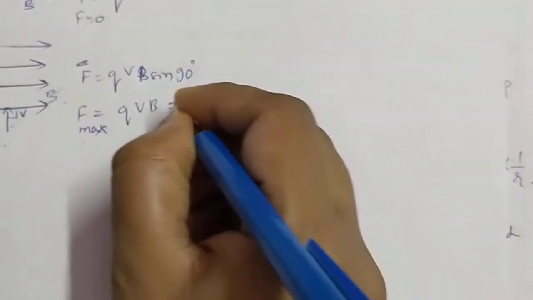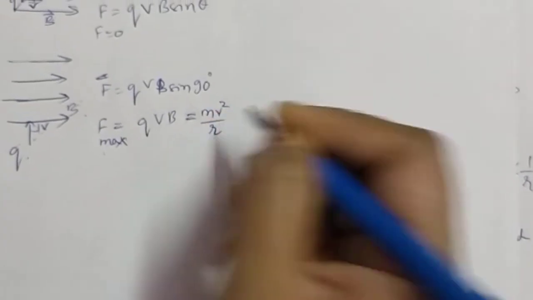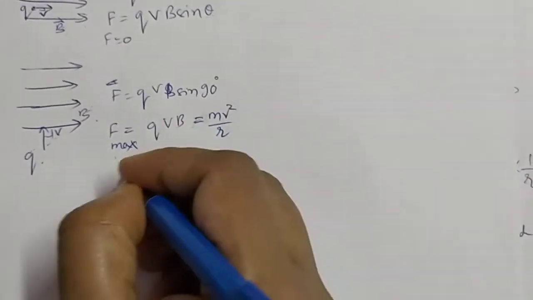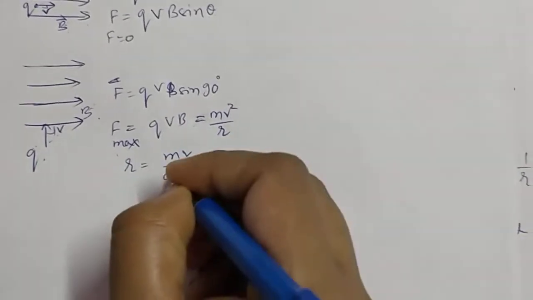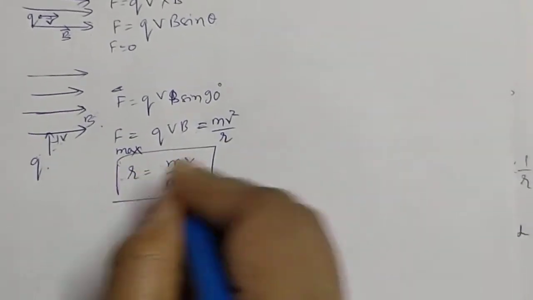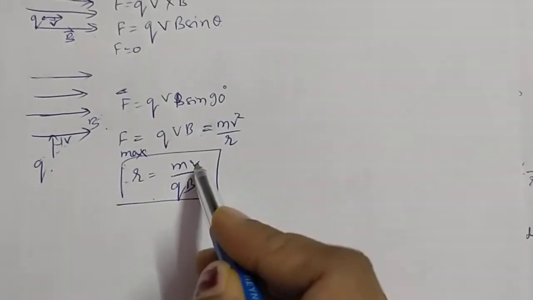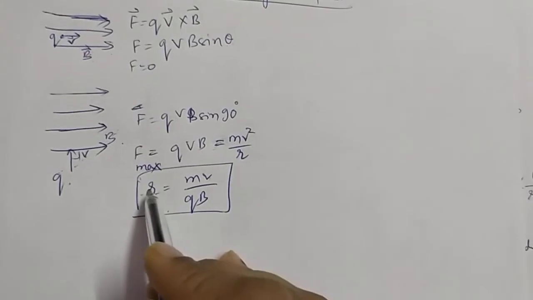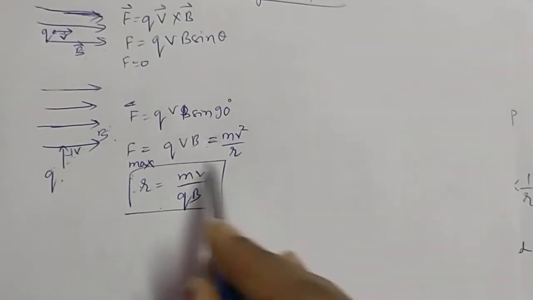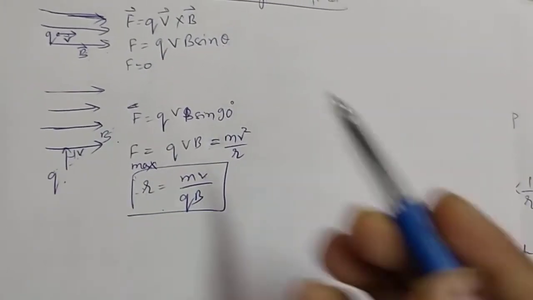The centripetal force, so equate this to mv square by r, and from here v and v will cancel, your r will be equal to mv by qB. Okay, this is the radius. So radius is directly proportional to velocity. More is the velocity, more will be radius. Less is the velocity, less will be radius. So this is the expression for radius of the circular path.